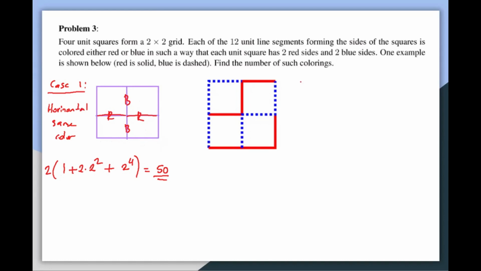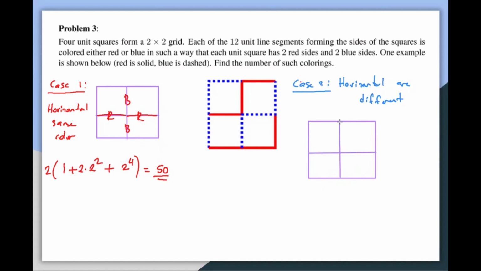Okay, the case 2. Let me write that. So case 2 is the horizontal ones, the internal horizontal ones, are different. Okay, so let's explore this situation a bit. In that case, we should have something like this. This is a horizontal one, and this is the vertical one. And what we want now is for the horizontal ones to be different. So I'll just choose this as red, and this is blue. And then we can just swap that order, so at the end, just double it.